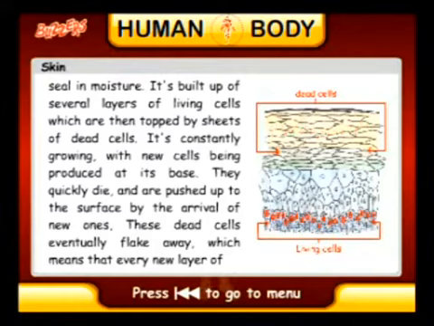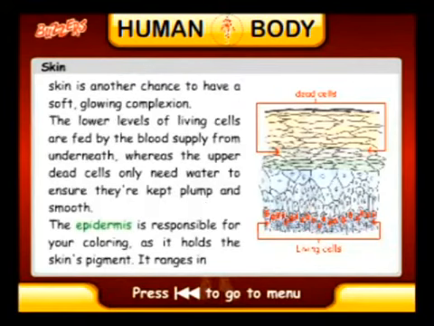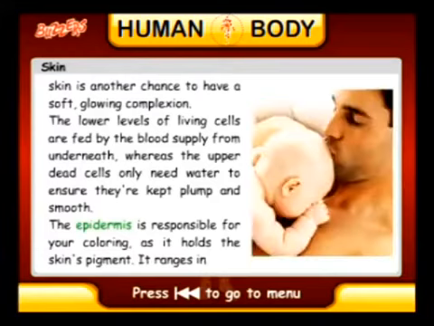These dead cells eventually flake away, which means that every new layer of skin is another chance to have a soft, glowing complexion. The lower levels of living cells are fed by the blood supply from underneath, whereas the upper dead cells only need water to ensure they are kept plump and smooth. The epidermis is responsible for your coloring, as it holds the skin's pigment.